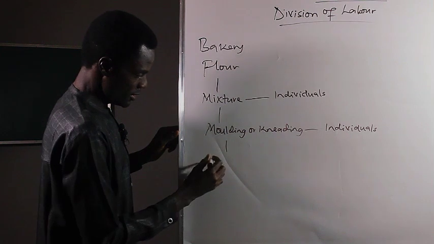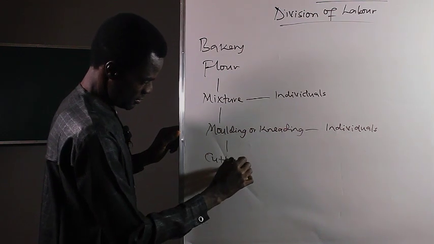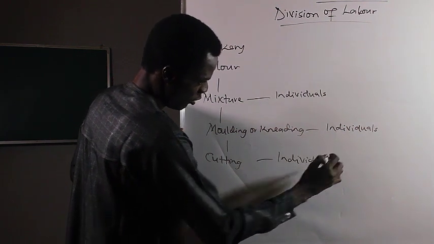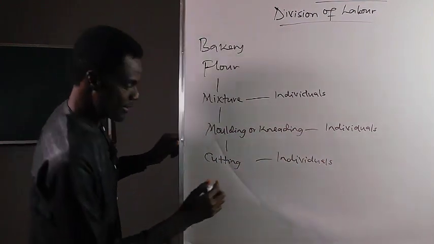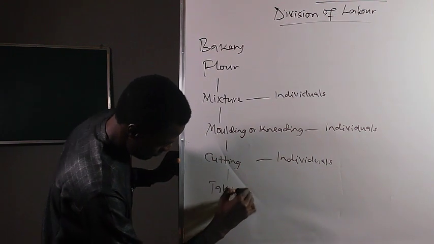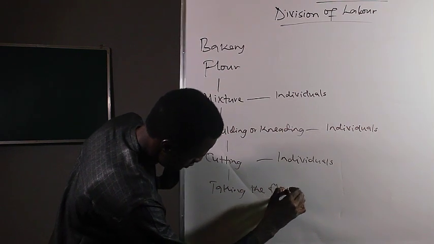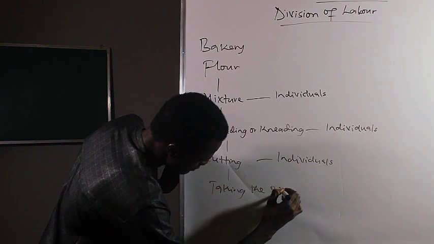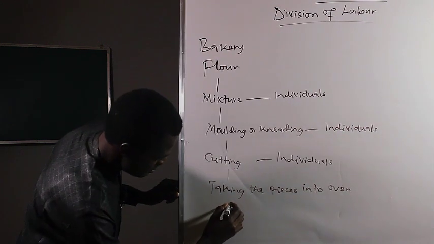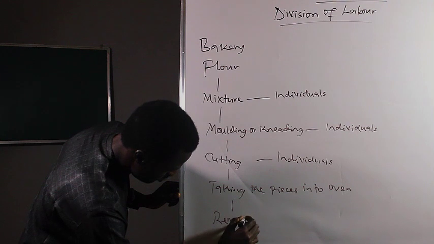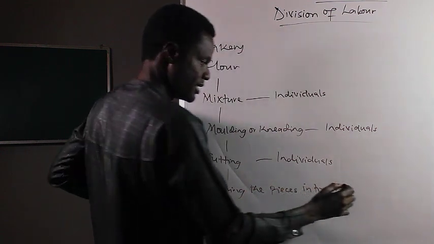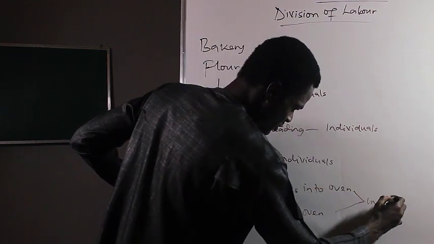The next thing is cutting it into pieces. This is also performed by yet another group. All these individuals are the labor or are the workers. Then taking the pieces into the oven and removing them from the oven. This activity together can be performed by the same people.